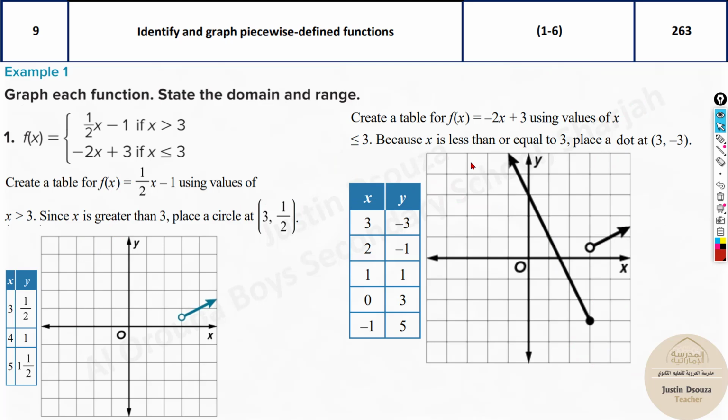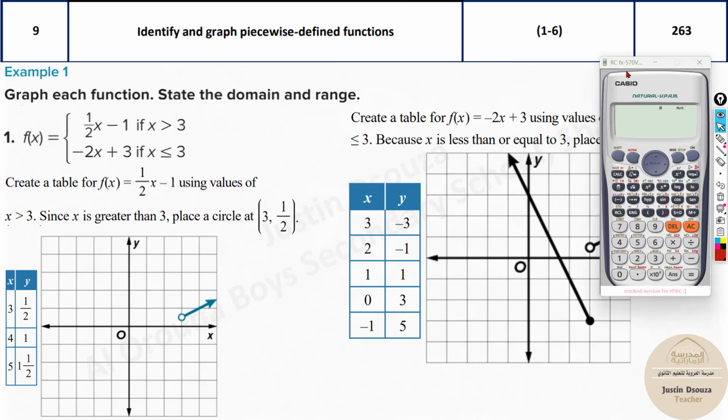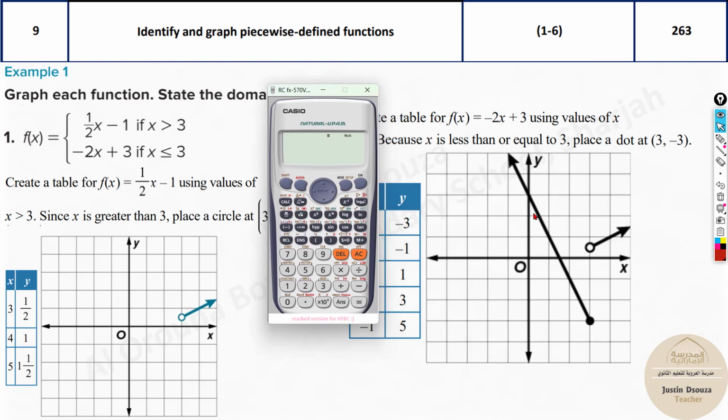So you will have 4 options of graph, isn't it? Now take out your calculators. Here you need to just select any point. Say I'm selecting 1. Now 1 is less than 3. So use this equation and substitute 1 instead of x. So it's minus 2 into 1 plus 3. What is the value? Y is also 1.